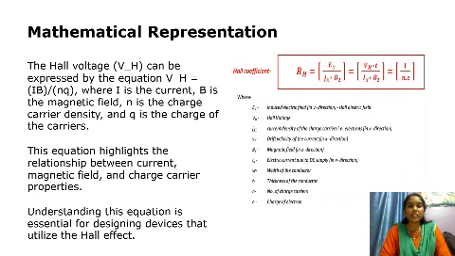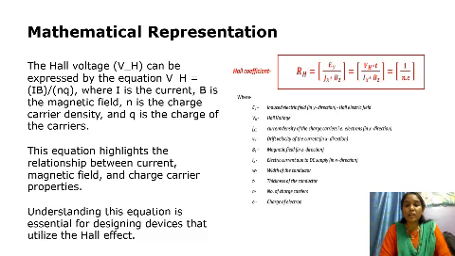Mathematical representation. The Hall voltage VH can be expressed by the equation VH equals IB by NQ, where I is the current, B is the magnetic field, N is the charge density, and Q is the charge of the carriers. This equation highlights the relationship between current, magnetic field, and the charge carrier properties. Understanding this equation is essential for designing devices that utilize the Hall effect.